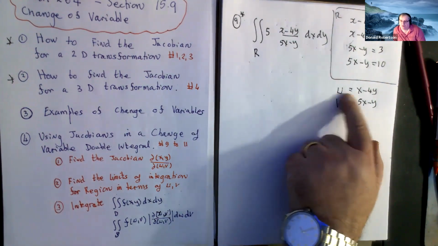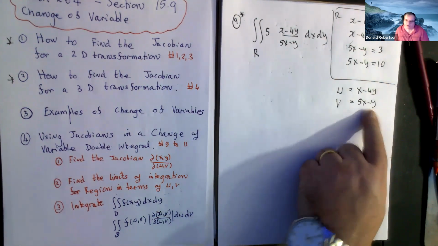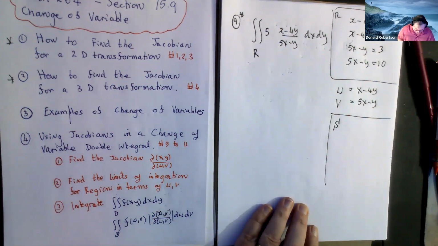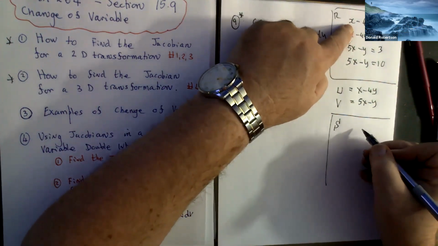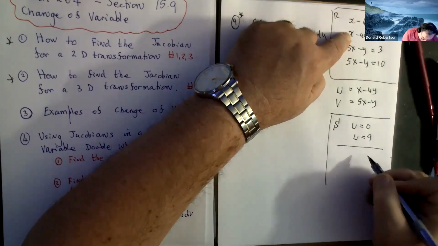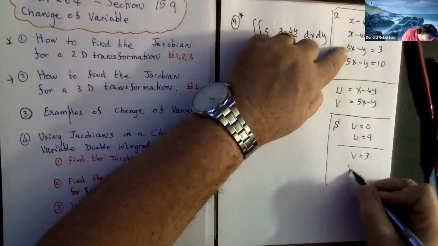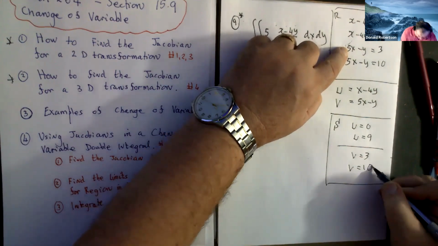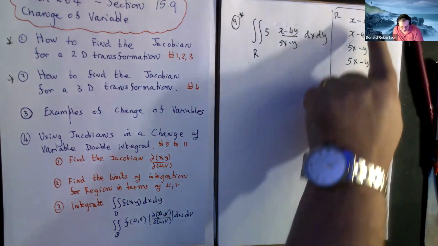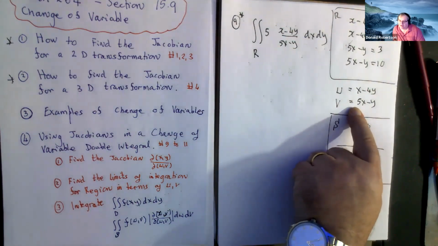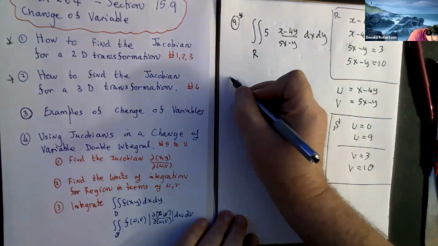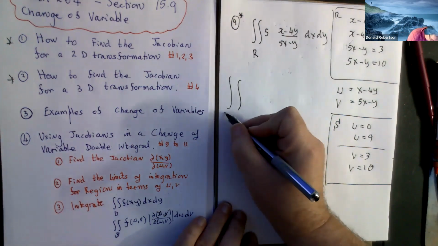If I decide that u is equal to this guy and v is equal to this guy, can you see that the new limits of integration, the region I'm going to call S, is simply u equals 0 to u equals 9, v equals 3 to v equals 10? So do you see, choosing your u and your v is actually pretty straightforward. Based on these, make these your u and you get numbers, and these your v. Well, that's good, because I now have the limits of integration.